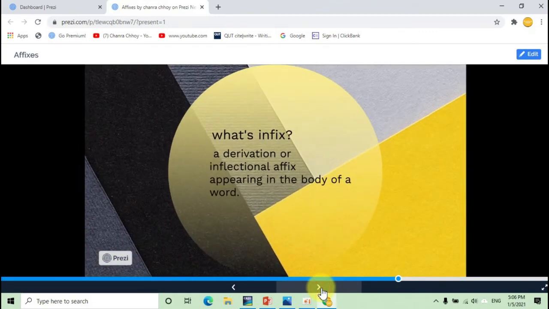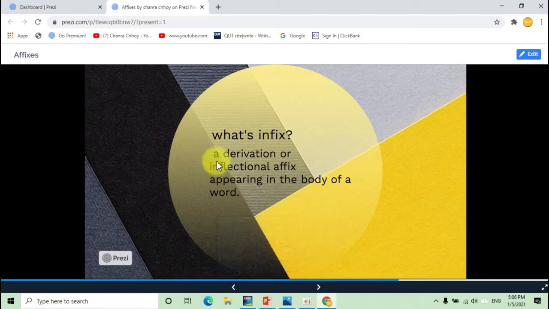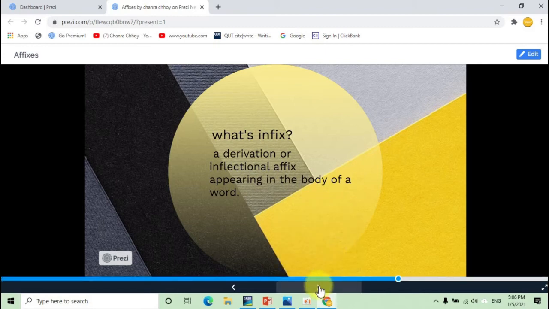And 4.2 is talking about infix. An infix is a derivational or inflectional affix appearing in the middle, in the body of the word. It is not too difficult to understand. It means a group of letters that we add in the body of the root word. It is not used so much, so I have only a little bit of explanation about it.